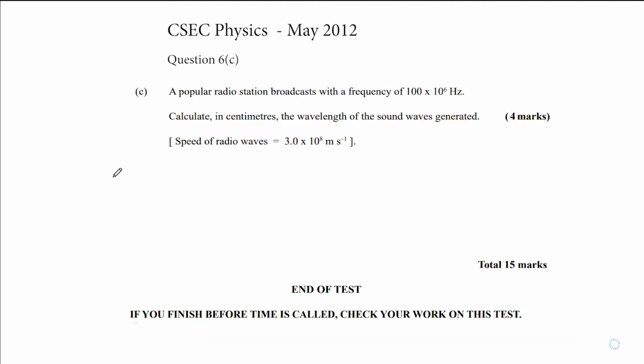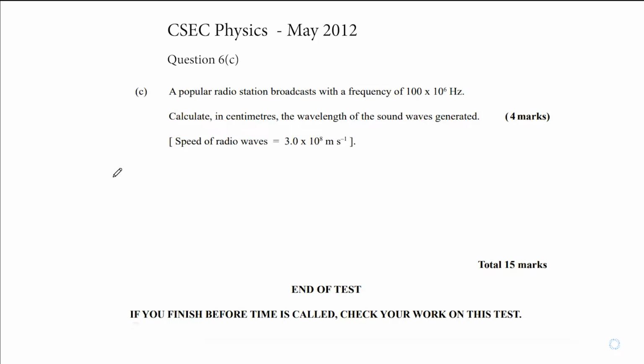Question 6, Part C. This is a waves question and we're going to go through it, examine its components and get to the answer. So let's dive into the question itself. A popular radio station broadcasts with a frequency of 100 by 10 to the power of 6 Hz. Calculate in centimeters the wavelength of the sound waves generated. An additional piece of information is also given. The speed of radio waves is equal to 3.0 by 10 to the power of 8 meters per second.